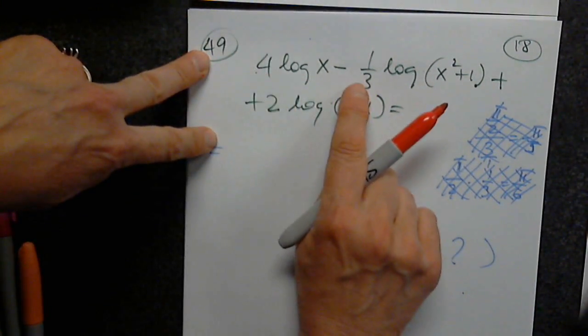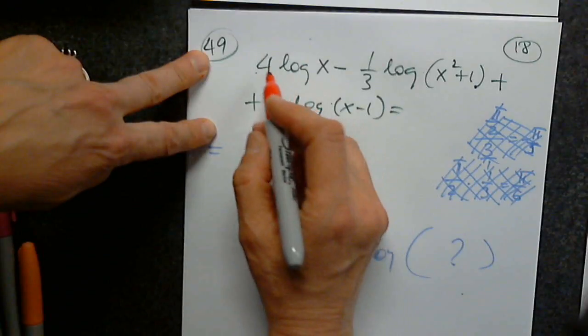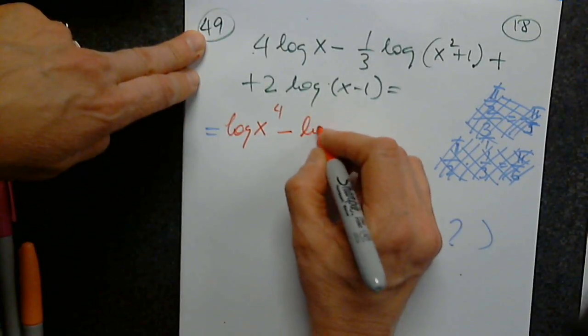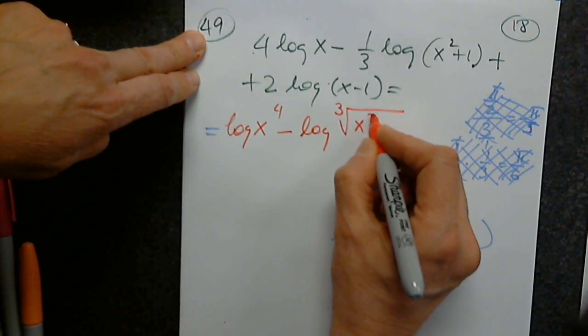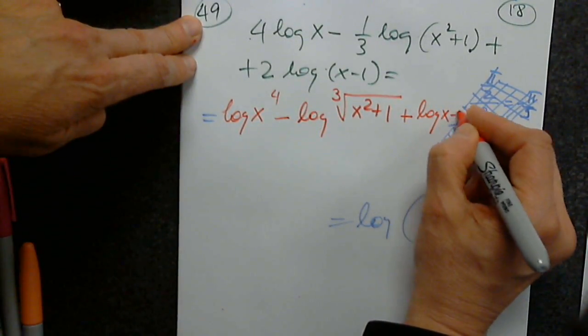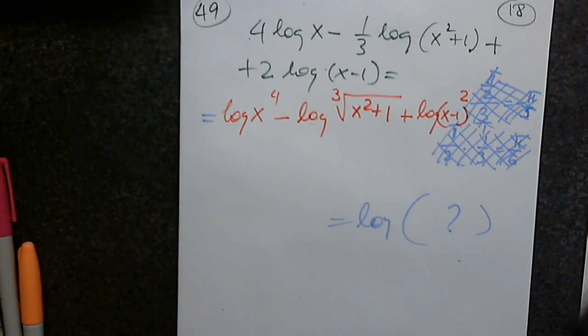First, I have to get rid of the powers or the quantities in front. So the first is log x to the 4th. Then minus log the cube root of x squared plus 1. And plus log x minus 1 squared. Do we agree with this step? I had to clear the numbers in front of logs. So I took them where they came from. So the 4 in front is coming from x to the 4th. The 1/3 in front is basically the cube root of x squared plus 1. And the 2 in front is x minus 1 squared.